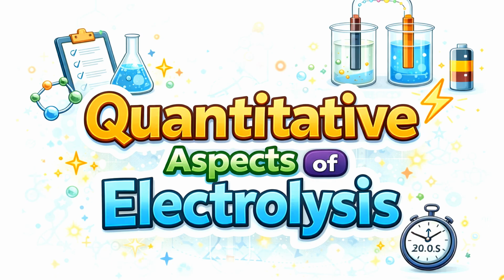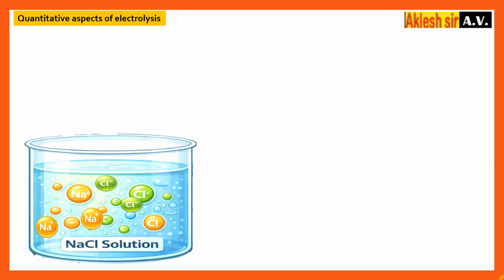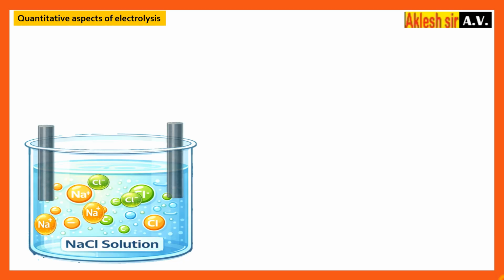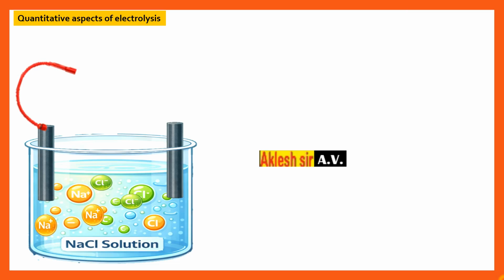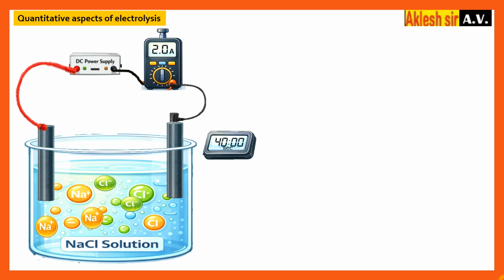Quantitative aspects of electrolysis. Consider a beaker containing NaCl solution, and 2 graphite electrodes are dipped in the solution, and it is connected to a battery, an ammeter to measure current, and a clock to measure the time for which electrolysis takes place.